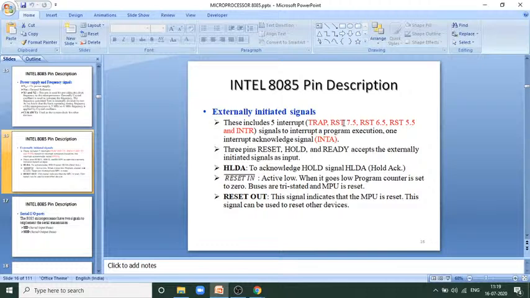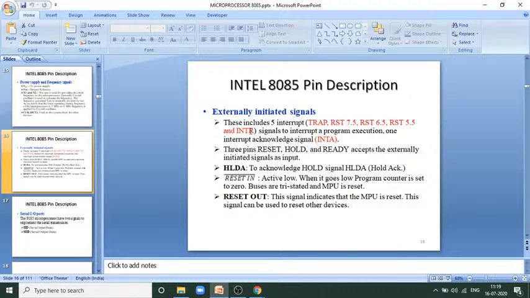Then we have RST 7.5, RST 6.5 and RST 5.5, which are basically restart type of interrupts. RST stands for restart. 7.5, 6.5, 5.5 are different variations of restart type of interrupt. Then we have INTR. INT stands for interrupt, R for request. So any device, maskable or non-maskable, can request the microprocessor with the help of the INTR signal.